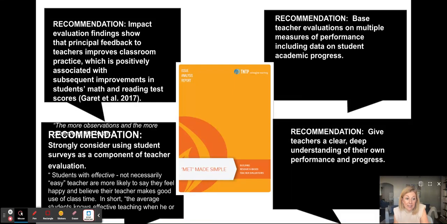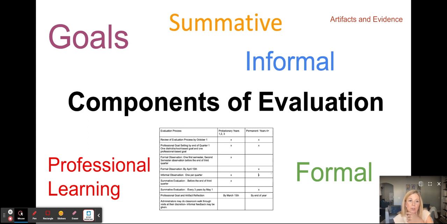And so we need to have multiple opportunities and multiple pieces of data that we can collect objectively and present them in a way that is useful to teachers. So this is the research that is going to guide what we're doing today.